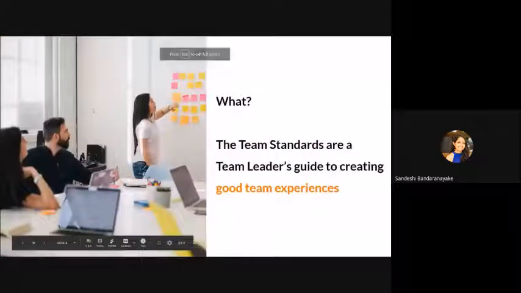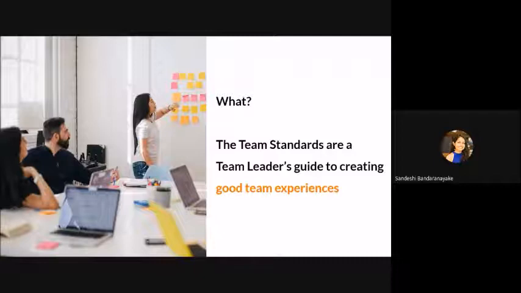All right. So, in order to start our session on the team standards, we'll first answer the question of what team standards are. All right. So, pay attention. Okay. So, the team standards are a team leader's guide to creating good team experiences. All right. So, from there, you can understand what it means.